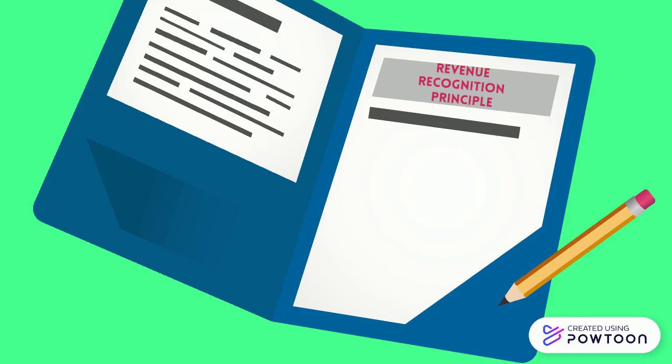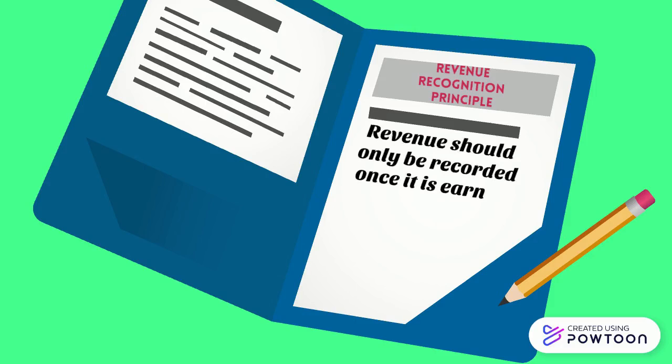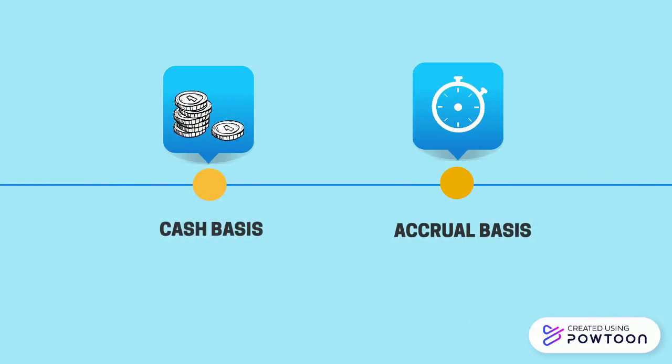The revenue recognition principle is a principle that states that revenue should only be recorded once it is earned, not when the associated cash is received. There are two bases for recording revenue, a cash basis and an accrual basis. The main difference between these two bases is when revenue is recorded. The cash basis records revenue when cash is received, that is, when cash changes hand from one party to another in a transaction. The accrual basis records revenue when it is earned, regardless of when payment is made.